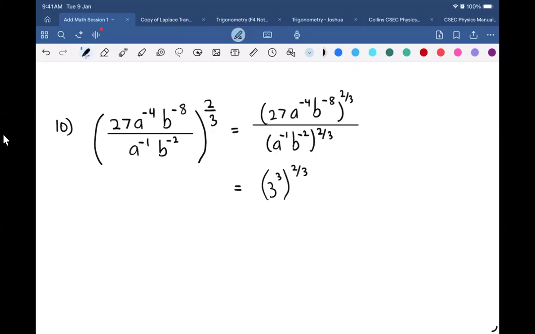Right? And then this is going to be a to the power minus 8 over 3, yes or no? Yes. And then this is going to be, well, I don't want to put brackets, right?